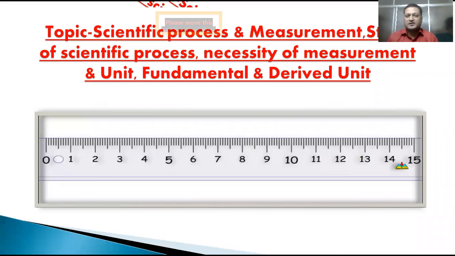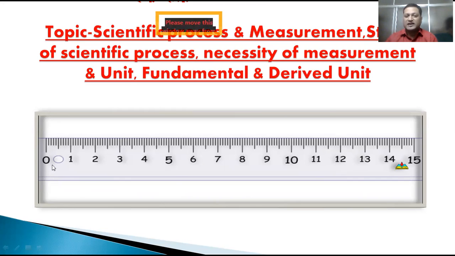So, students, our today's topic is scientific process and measurement: steps of scientific process, necessity of measurement and unit, fundamental and derived unit. Okay, students, what you have seen here, can you recognize? Yes, you're absolutely right. This is an image of a scale or ruler. You have seen there are some marks here. Can you tell what this is?